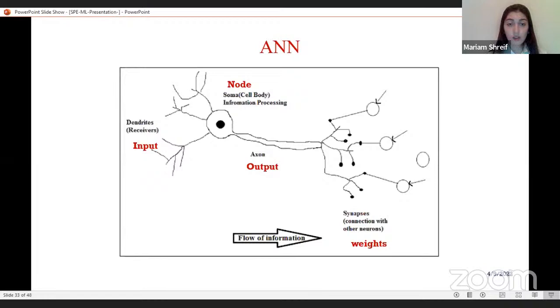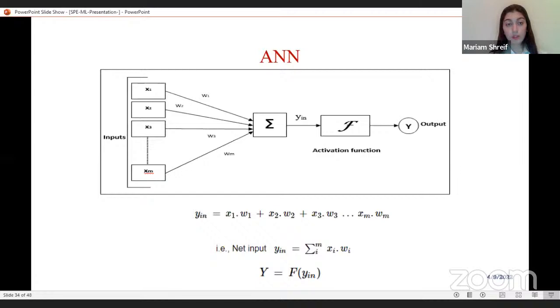Usually the inputs in an ANN model are multiplied by the weights and summed. And then we pass the net input to an activation function in order to obtain the desired output. An activation function decides whether the neuron should be activated or not. So it turns the neuron off and on based on a certain threshold, depending on what activation function we are using.